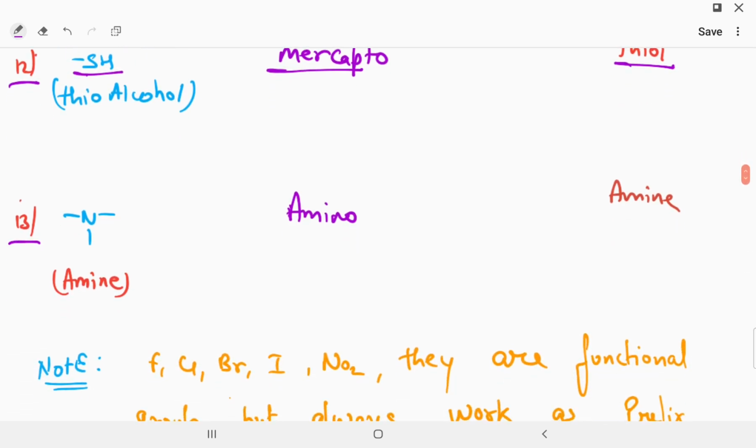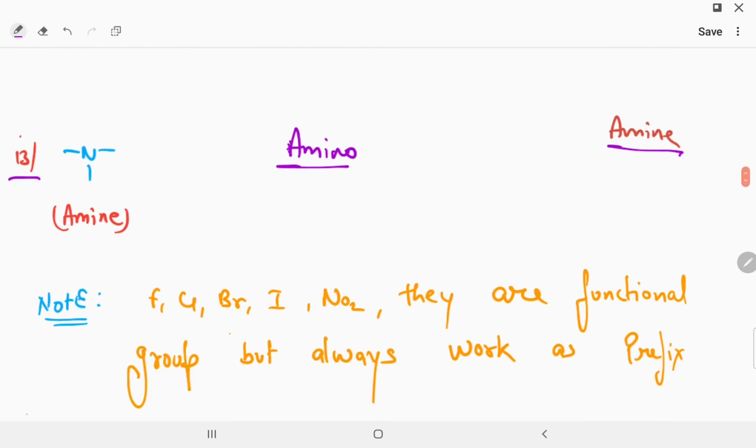The thirteenth one in priority is amine. The prefix name is amino, and the suffix name is amine. And the note is very important: fluoro, chloro, bromo, iodo, nitro, they are all functional groups, but they are always used as a prefix, never as a suffix.